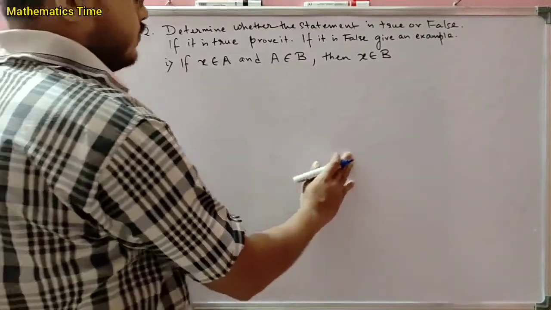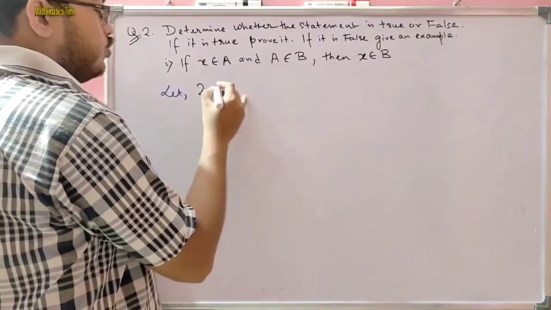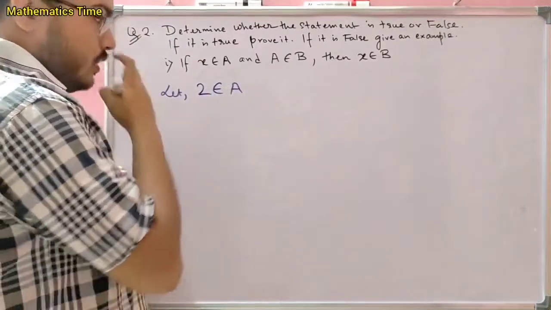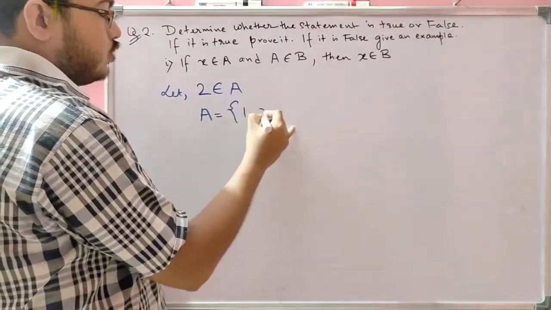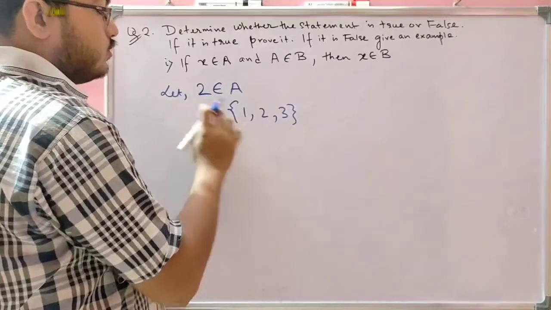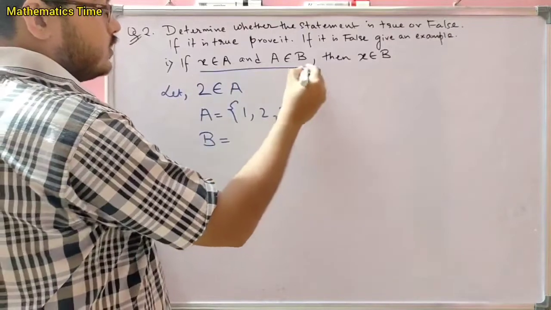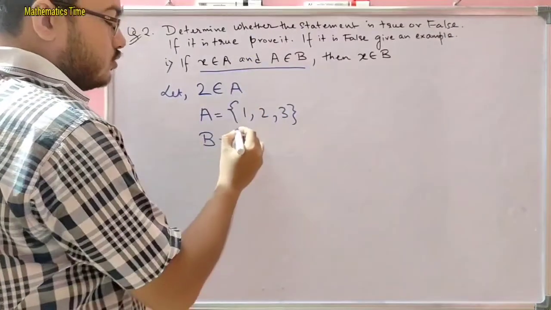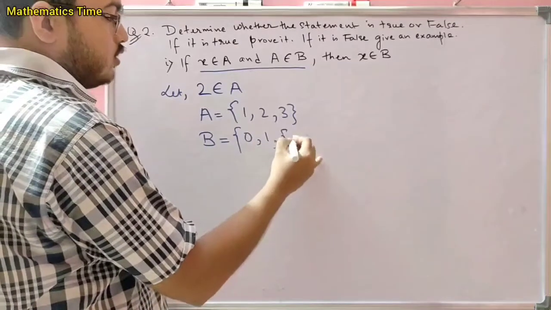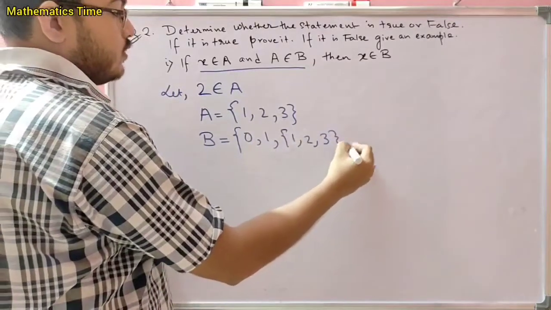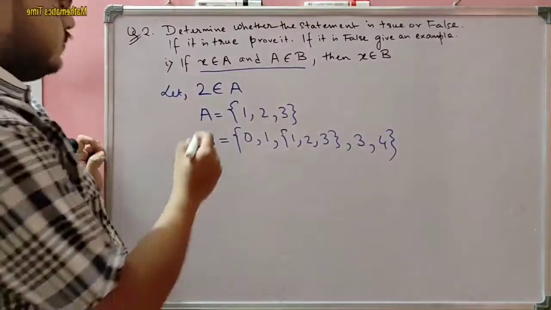So we are taking an example first. Let 2 belong to A, and we are considering the set A as {1, 2, 3}. So this will satisfy 2 belongs to A. Now we satisfy this portion first. So B will be, let us consider, the set {0, 1, {1, 2, 3}, {3, 4}}. Now here 2 belongs to A.